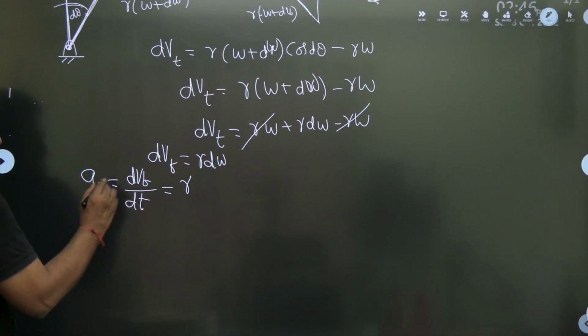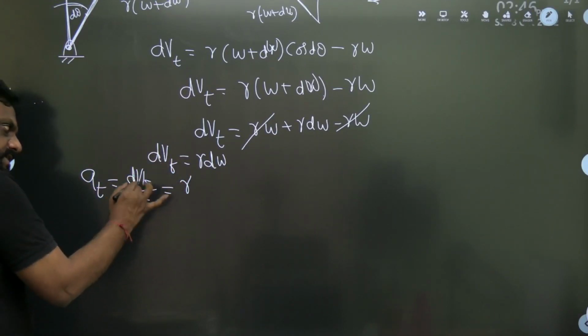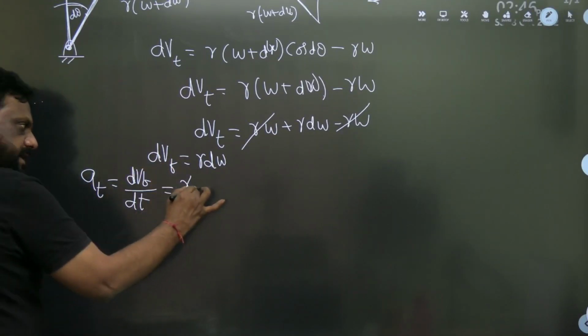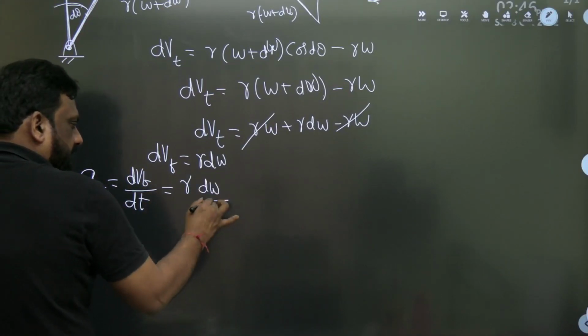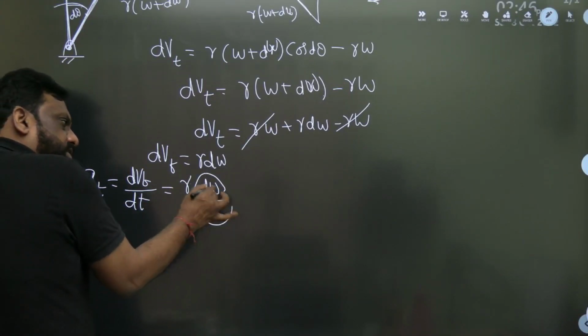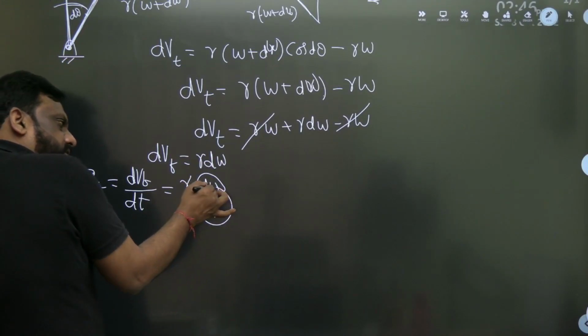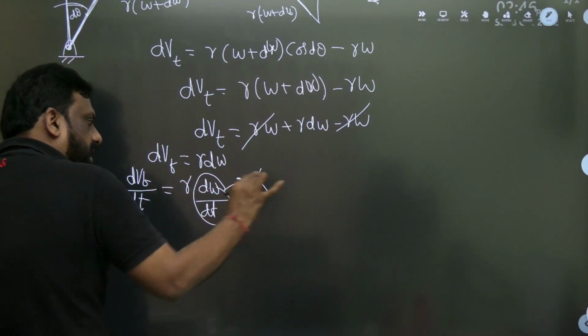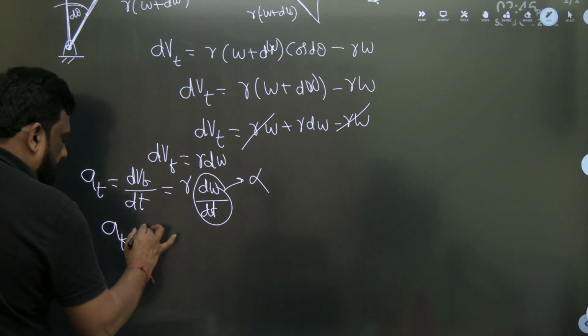So therefore tangential acceleration is change in velocity by time. So I am dividing with dt, therefore d omega by dt. And you know, change in angular velocity per unit time, rate of change of angular velocity, is angular acceleration. This is our alpha. So therefore a_t is equal to r alpha.